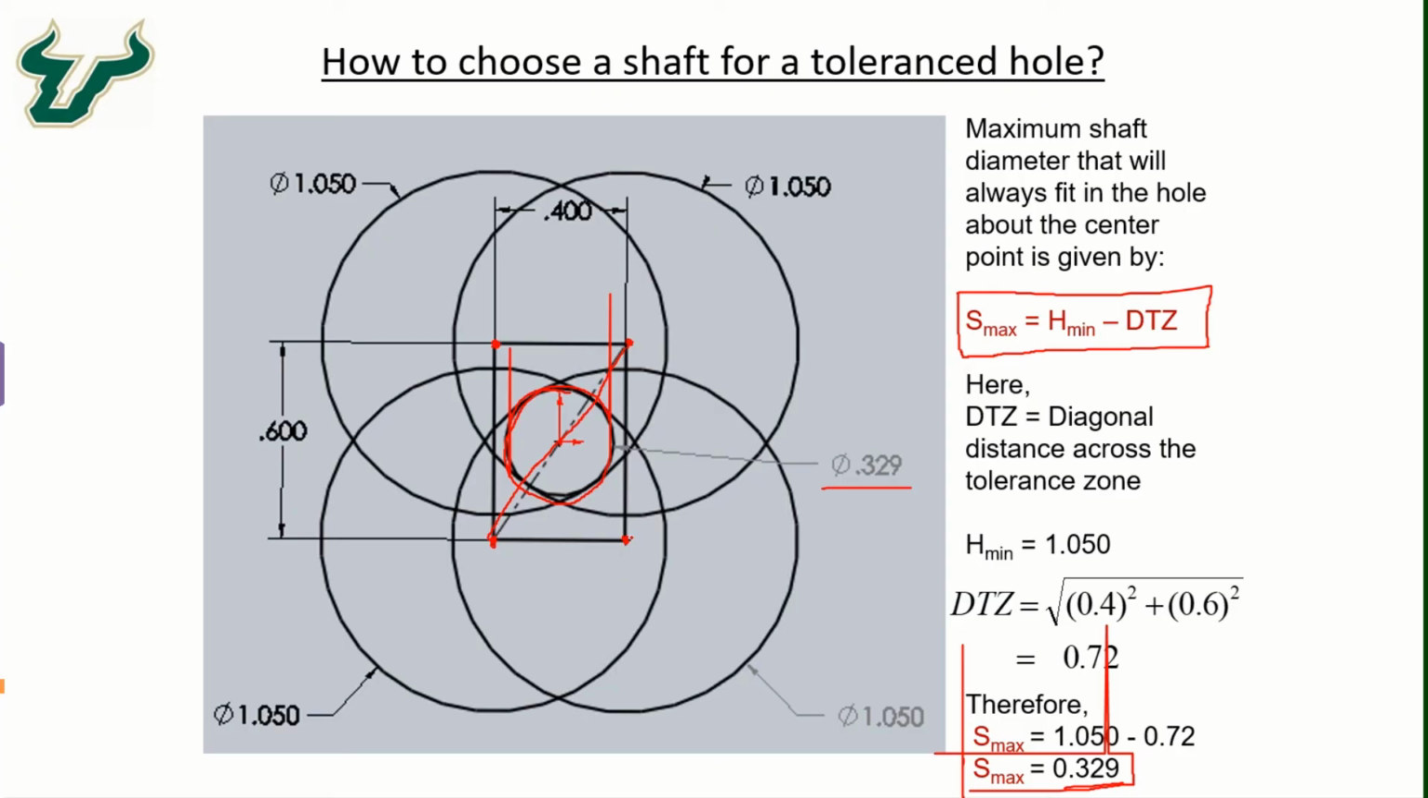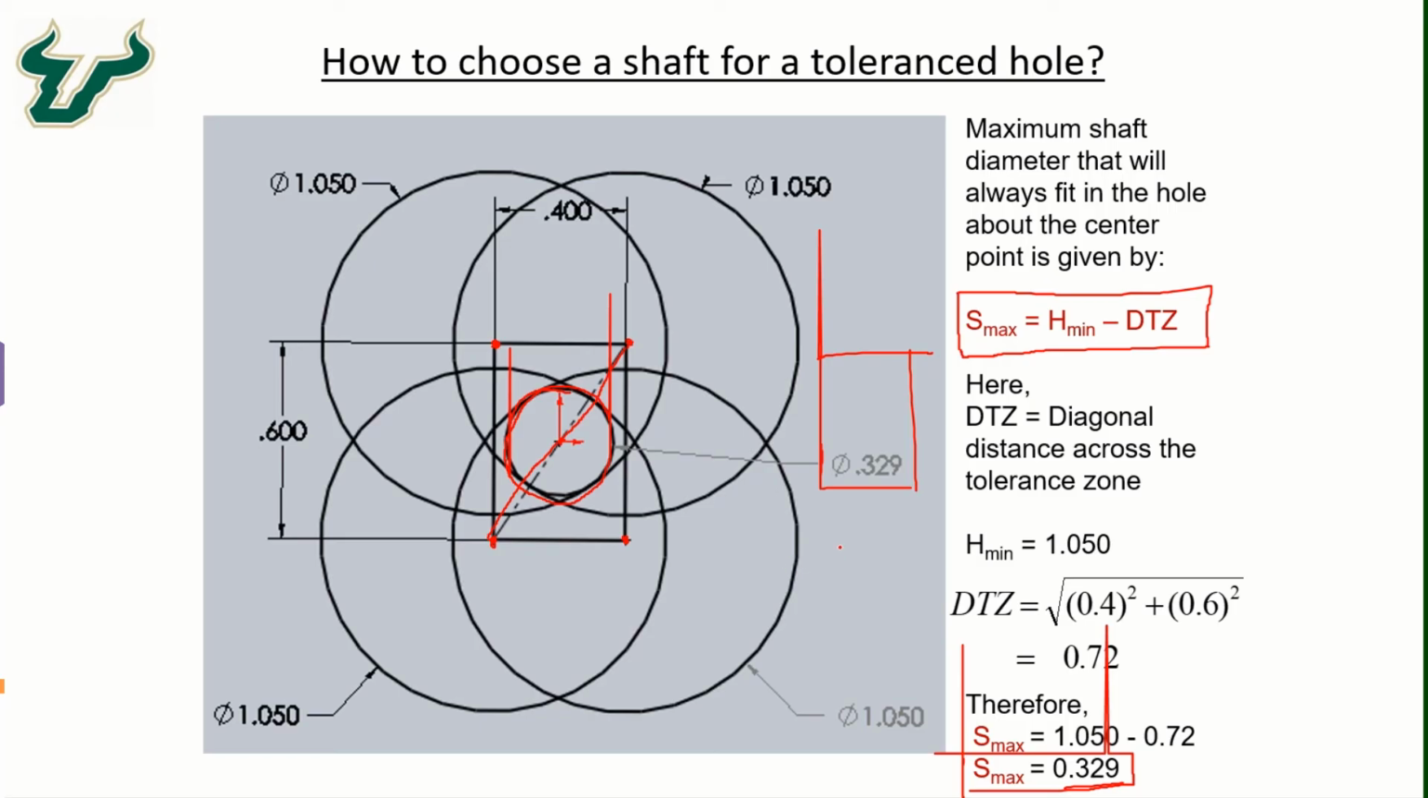Even if the circle of 1.050 is created on one of these vertices, it will always be guaranteed that the circle of 0.329 will always be able to pass through the center. And that is what we call the maximum diameter of the shaft that can be possible, considering all the extreme and worst conditions.